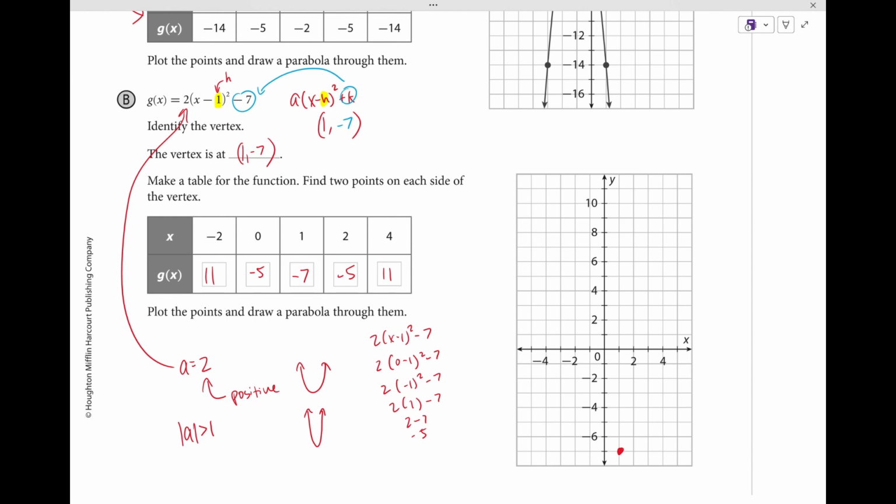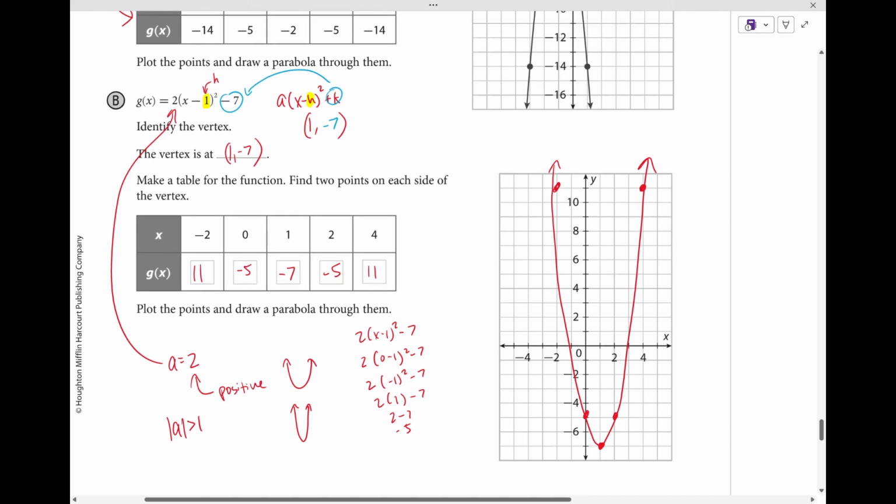So here's my points, (2, -5) and (0, -5), and then (4, 11). Let's see, oh, that's pretty high up. (-2, 11). Okay. If you catch a mistake in any of my videos, just let me know. I'll give you like a piece of candy or something. And here's my parabola. There we go.